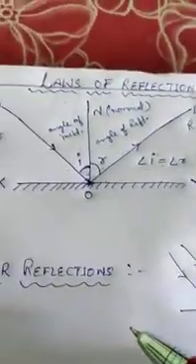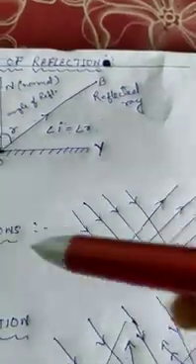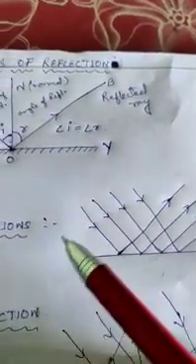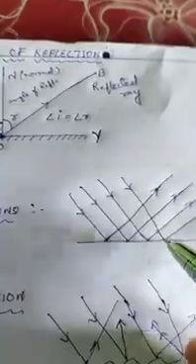Now see regular reflection. What is regular and irregular reflection? First of all, understand regular reflection. The reflection of light from any surface depends on two factors: the reflecting surface and the nature of the surface on which the light falls. Suppose this is a smooth surface, children.